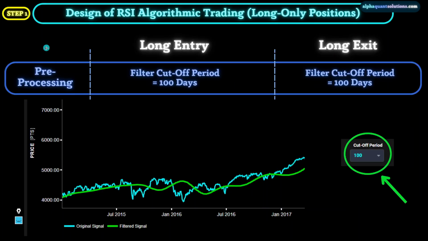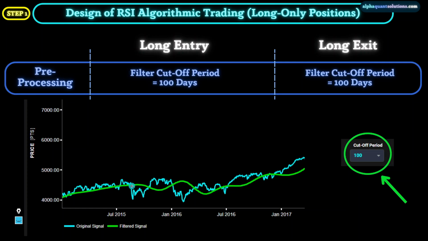So let's recap the three main steps for the design of this simple RSI algorithmic trading framework. The first step is to apply a pre-processing where we filter the original asset price using a frequency domain Butterworth filter. In this case, we have used a 100 days cutoff period. And we have applied the same filter both for the long entry and the long exit signals. So it's basically one identical filter.